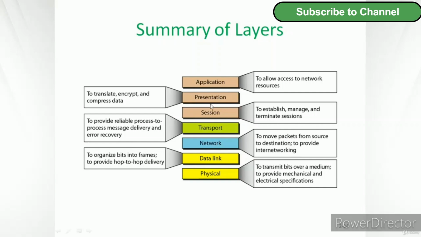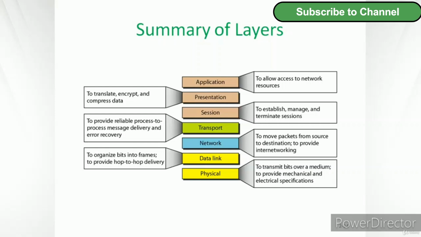Then the presentation layer translates, encrypts, and compresses the data. It is responsible for translation, encryption, and data compression. And the application layer allows access to the network resources. Here the user is using the different services, as I told in the previous slide: mail services, file transfer, terminal login. Everything we are doing on the computer is done by this application layer.